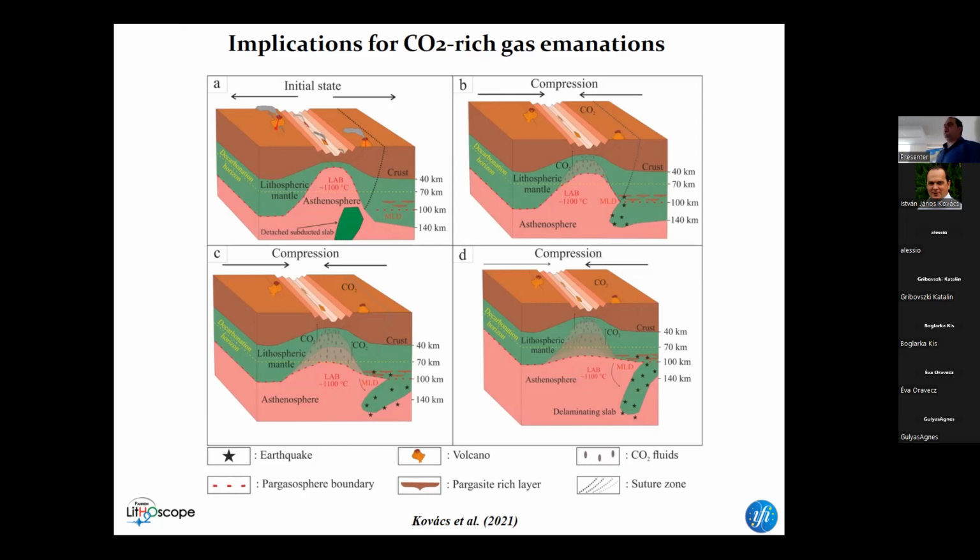But none of these models consider areas like, for example, the Pannonian Basin, where we know in a lot of locations that there are carbon dioxide emanations not related to active volcanism at all. And then the question arises, what is the source of that carbon dioxide? So how can we explain that? It's just a possible explanation.